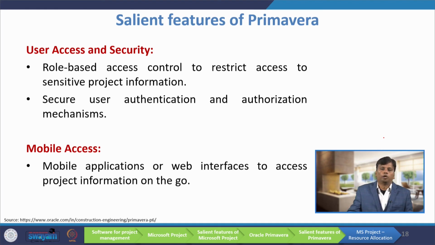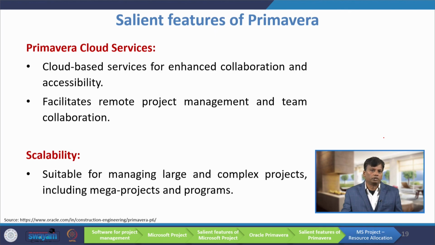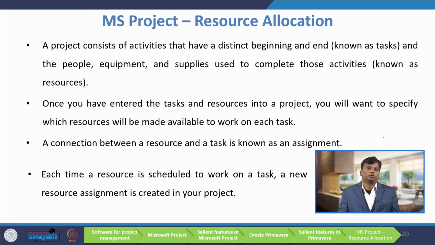Then mobile access. Mobile applications or web interfaces to access project information on the go is possible. Then Primavera cloud services. Cloud based services for enhanced collaboration and accessibility is possible. It facilitates remote project management and team collaboration. Then scalability, it is suitable for managing large and complex projects, including mega projects and programs. In the beginning of the lecture also I have informed that Primavera is most suitable for large and complex projects. Now I will explain how to do resource allocation with the help of MS Project.